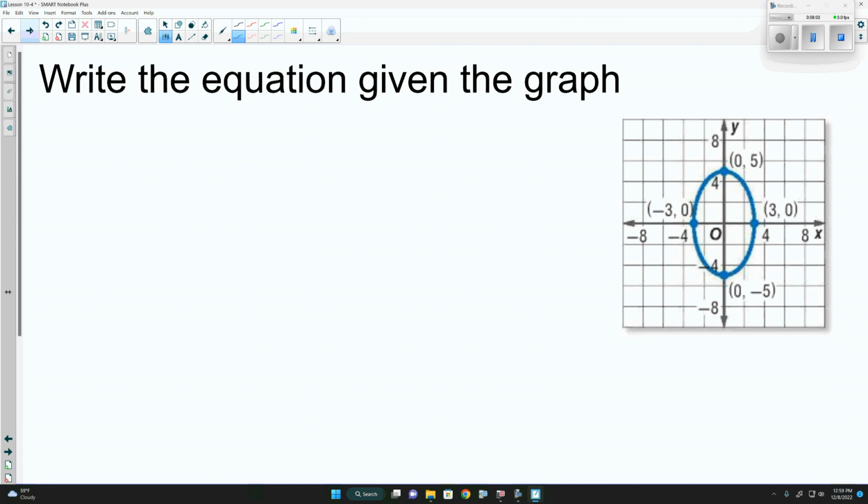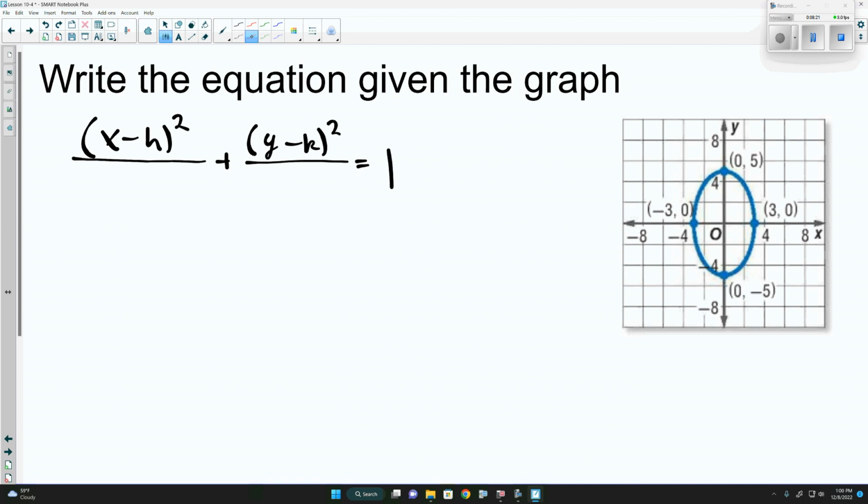So let's look at this next one here. Again, we want to find the equation. So we have our (x minus h) squared plus (y minus k) squared is equal to 1. Now, if we notice, they did give us the vertices and co-vertices already. They didn't give us the foci this time. And where they intersect is the center. So here the center is the point 0, 0.